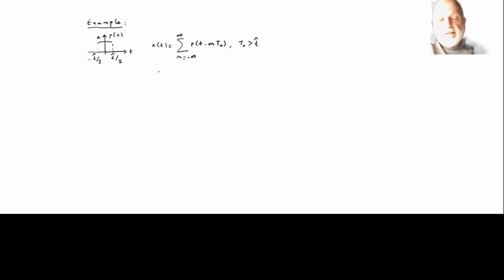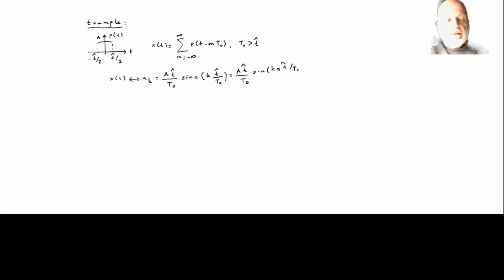Now, x of t is periodic, remember, with period capital T0, and the Fourier series coefficients, we have obtained this in another video, are A T cap over T0 sinc of k T cap divided by T0, or explicitly we can write down the sinc function as sine of k pi T cap over T0 divided by k pi T cap over T0.